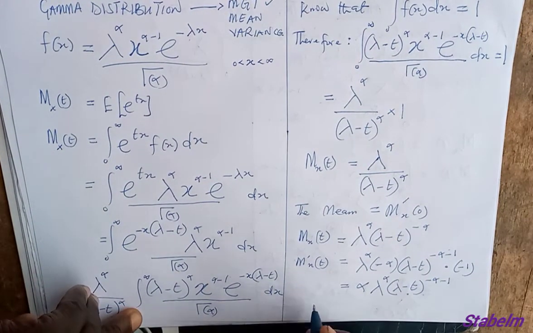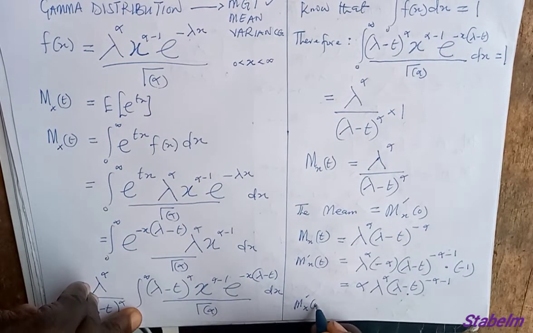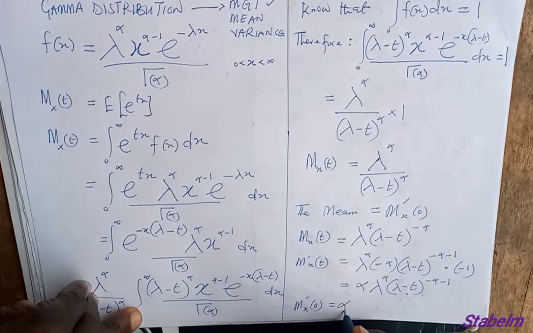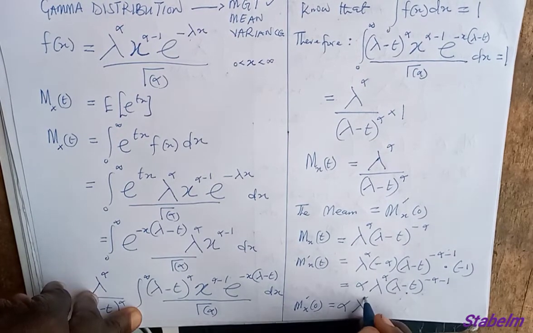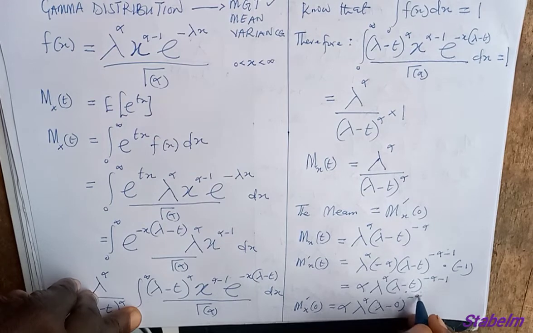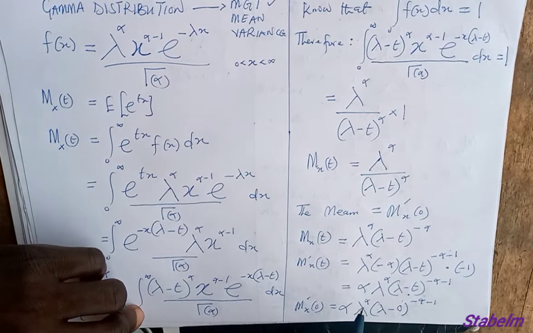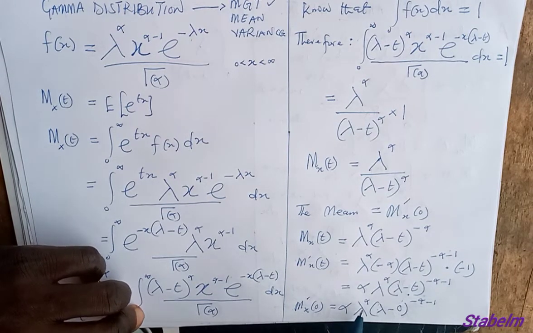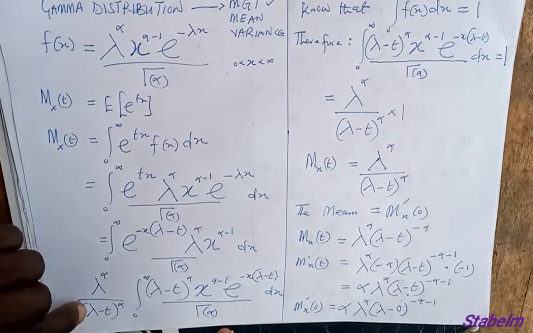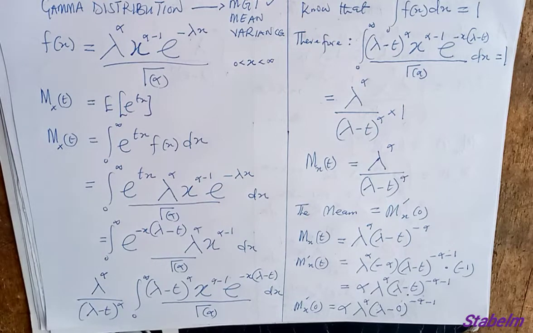So now we just say when t equals 0, we need M prime of X when t equals 0. This will lead us to have alpha lambda raised to power alpha, then (lambda minus 0) raised to power minus alpha minus 1. You can see alpha lambda raised to power alpha, then we have lambda minus 0. From this point, when this is 0, we are only going to have lambda inside the bracket.